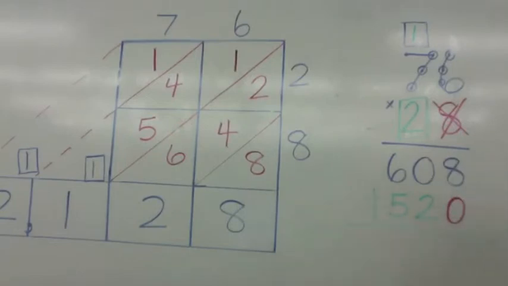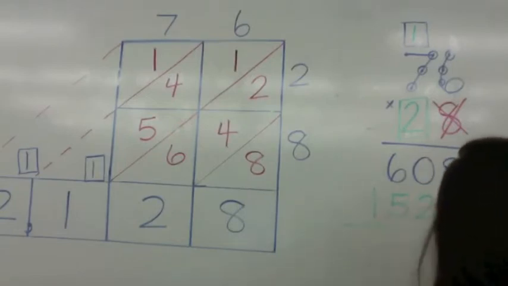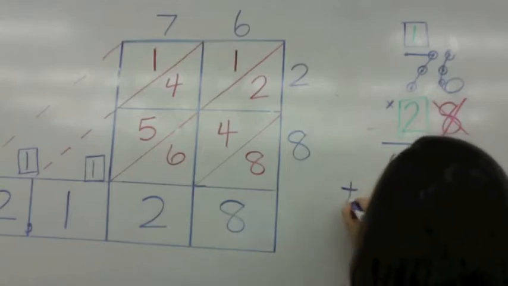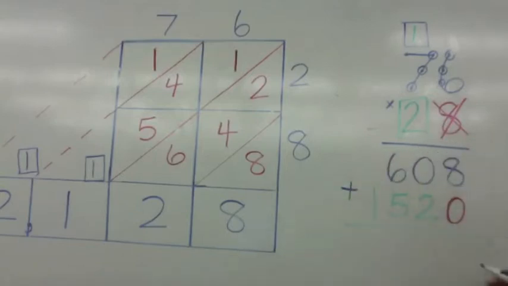Okay? And the last step to the multiplication problem, because you found the products, is you have to add the products together. So what's 8 plus 0? 8 plus 0 is 8. Then you have 0 plus 2. 2 plus nothing is what? What's 2 plus 0? It's 2.